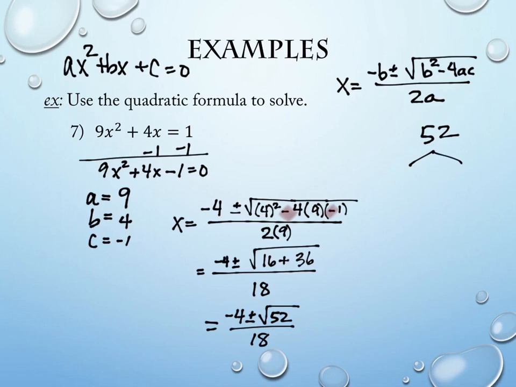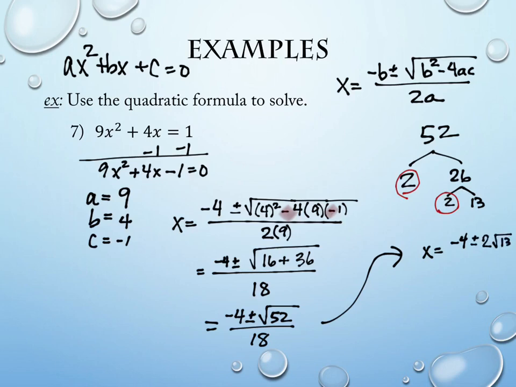So how will 52 factor? By 2 and 26, good. And then 26 can break down further. 2 and 13. So can we simplify square root of 52? Yes. There's a couple of 2's there, right? Yes, we can. There's a couple of 2's. So I can rewrite this piece. We'll move it up here as the negative 4 plus or minus 2 square root 13.